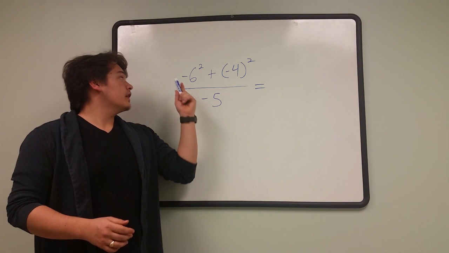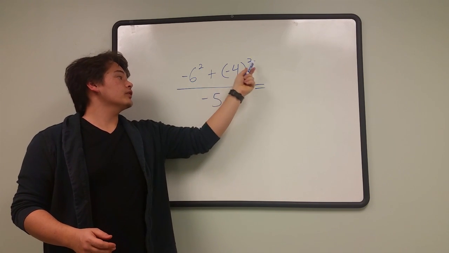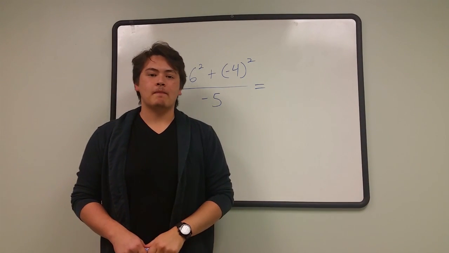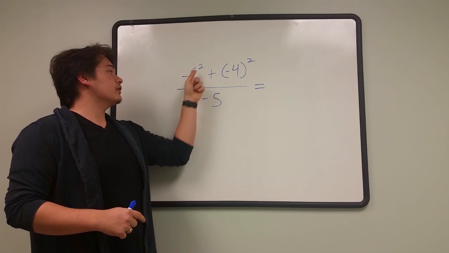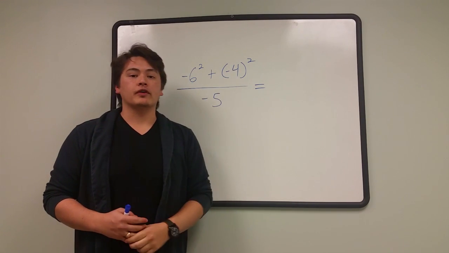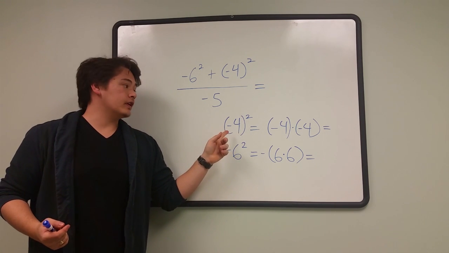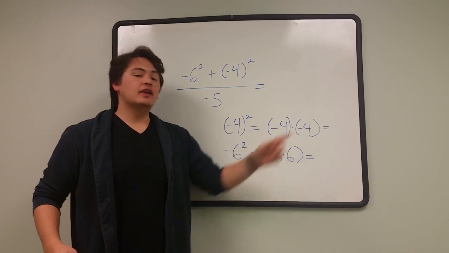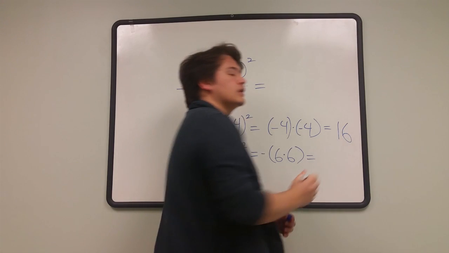This question states negative 6 squared plus negative 4 squared over negative 5 is equal to what? So before we start this question, let's look at this negative 6 squared and this negative 4 squared. When we're looking at this negative 4 squared in parentheses, another way of looking at it is negative 4 times negative 4, which is going to give us a positive 16.